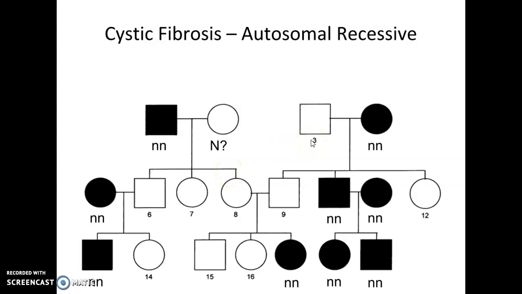How about person number 3? Well, this man has kids that have cystic fibrosis. That means he has a daughter, this is his daughter, that has cystic fibrosis. That means he must have given her one of these genes, so he must be a carrier. Big N, little n.